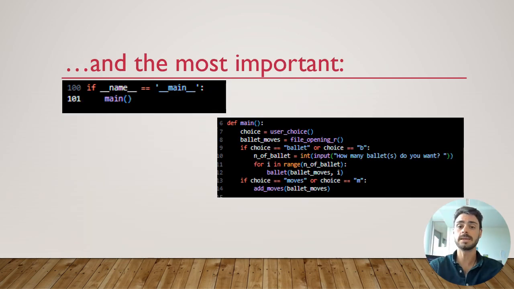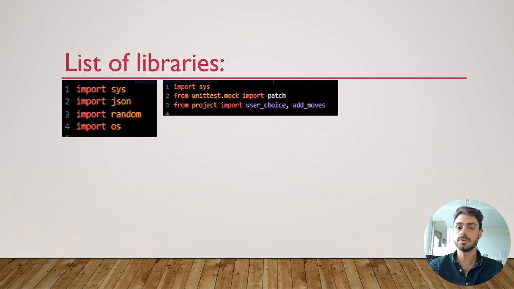The main function will take care of organizing the workflow, going in the direction of creating the ballet or improving the moves list. To conclude, the libraries list: sys to handle the command line arguments, JSON to properly format the moves list, random to generate the choreography and also to name the ballet files, plus patch to simulate the user input in the test.